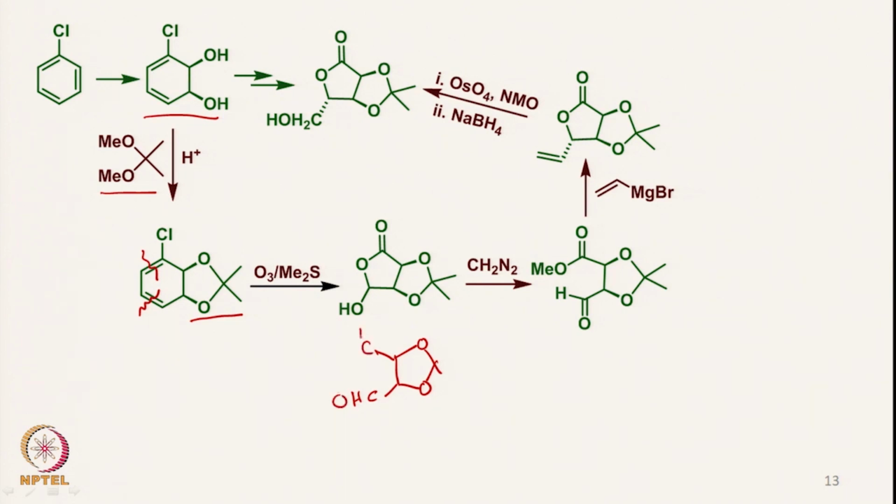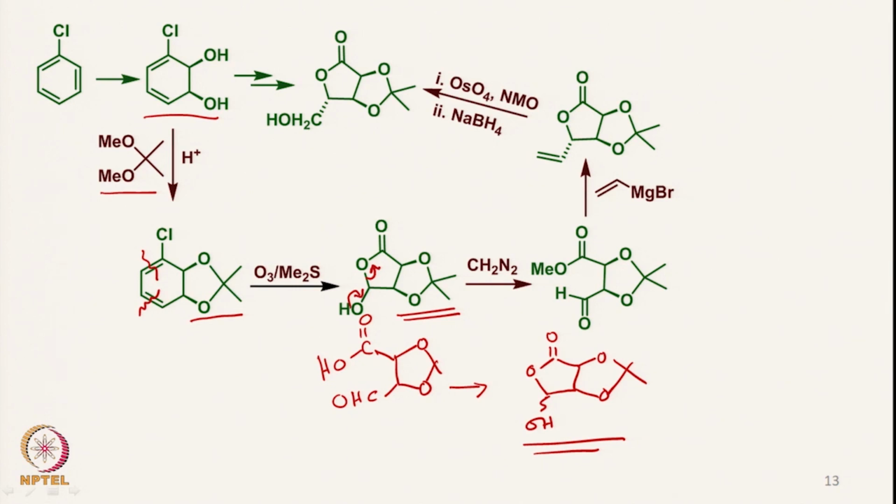This is how it is going to form, and that would exist in equilibrium with the other form, like this, which is what is shown here. So basically it is nothing but an aldehyde and an acid in the same molecule.